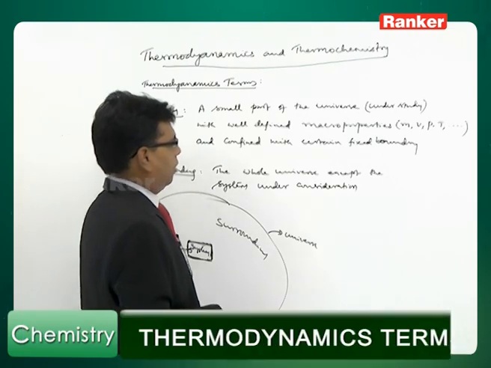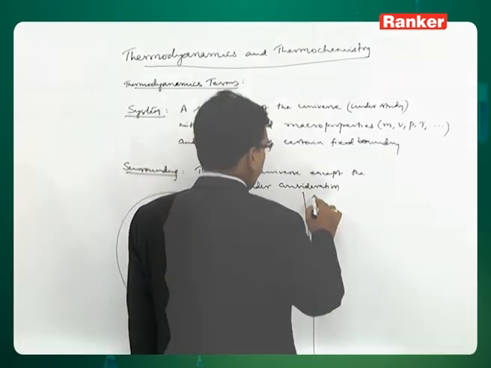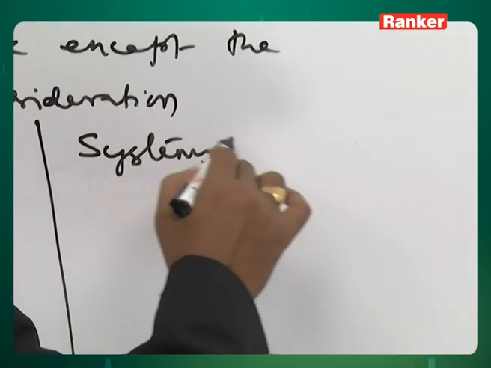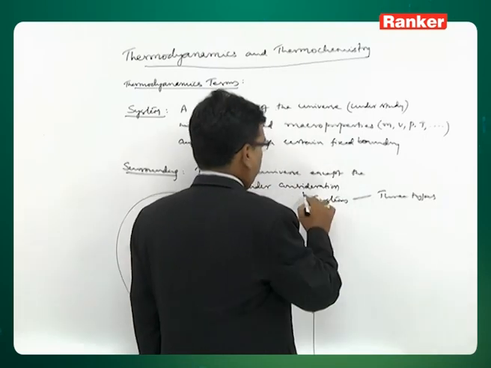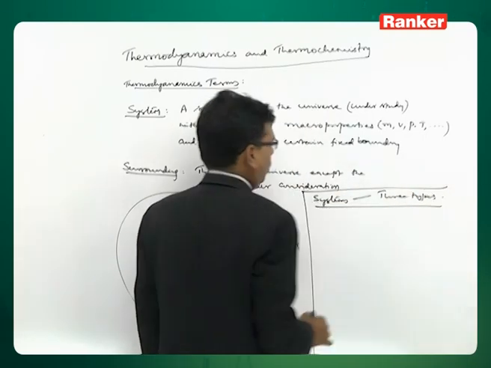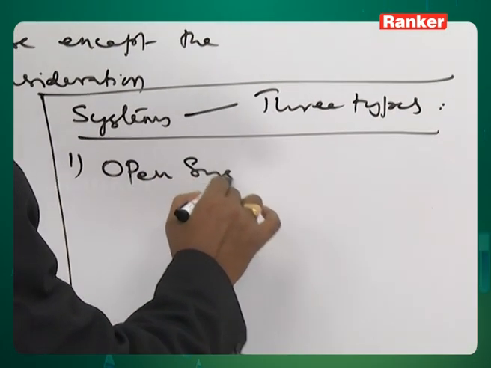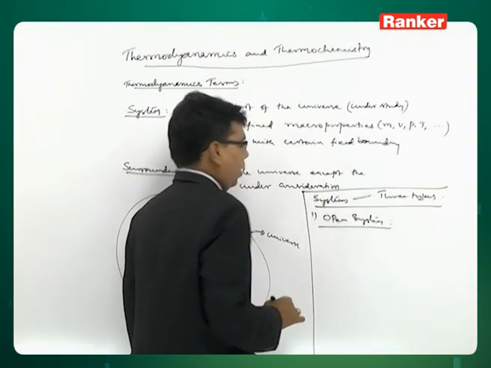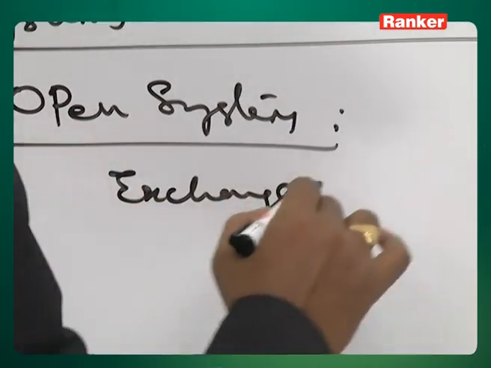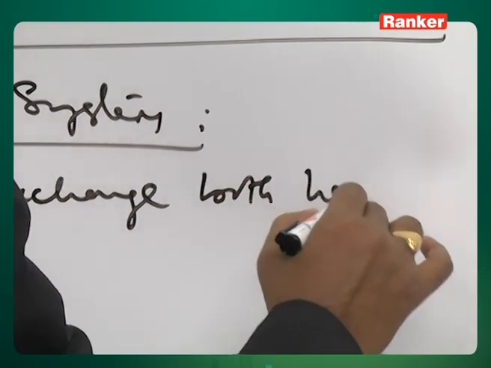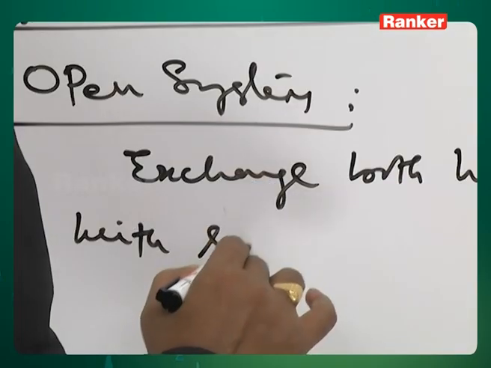Next, when it comes to systems, we have different types of systems. The systems have been classified into three types. What are the three types of systems? One is the open system. An open system is the one which exchanges both heat and mass with surroundings.